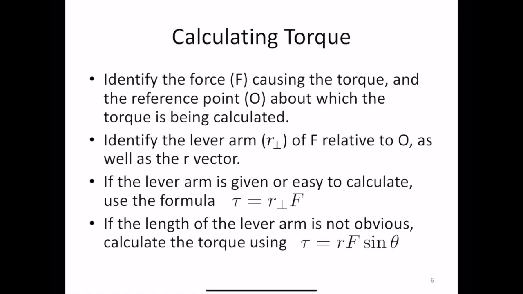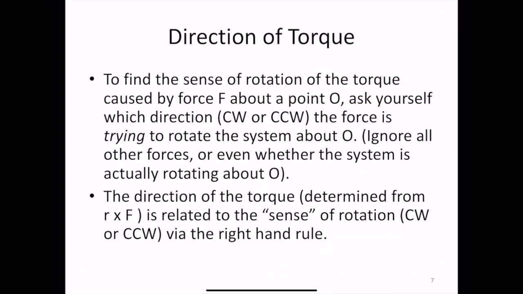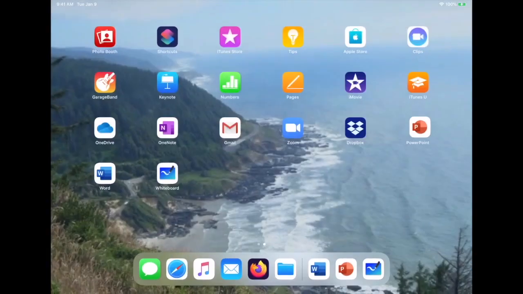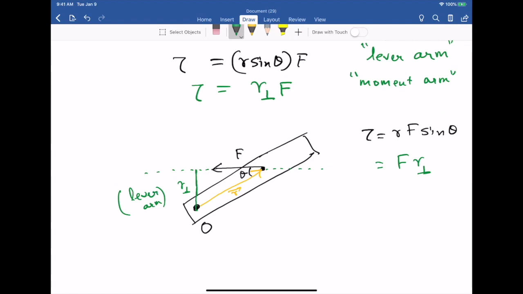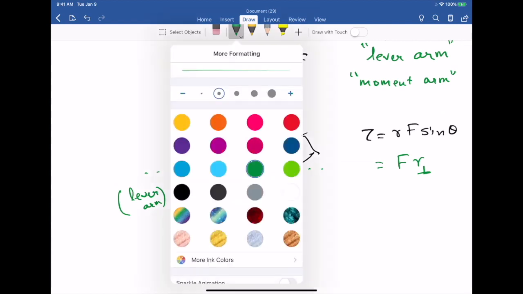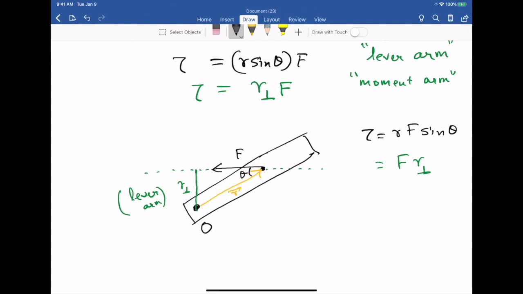Now I'm just going to briefly talk about one more thing here, which is the direction of the torque. So let's go back to our drawing here. You might have noticed that the torque is a vector. So torque is R cross F if you write the full vector form. Now from chapter 1, you know how to calculate the direction of a cross product, right? So feel free to pause the video and see if you can figure out the direction of the torque in the diagram on this page.